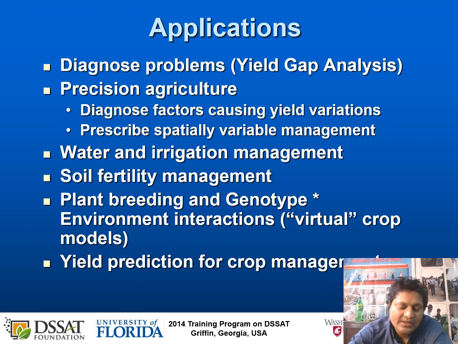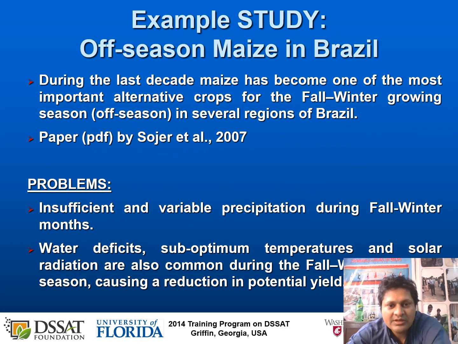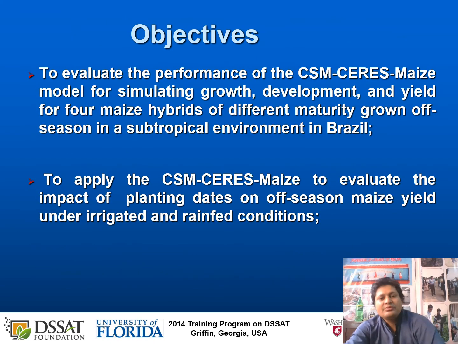We can develop some virtual varieties just to save our time and resources for long-term experiments, yield prediction for crop management, and climate variability, risk management, climate change impact and adaptation, soil carbon sequestration, land use change analysis, targeting aid, early warning, biofuel production, risk insurance, rainfall, and for example some study background.